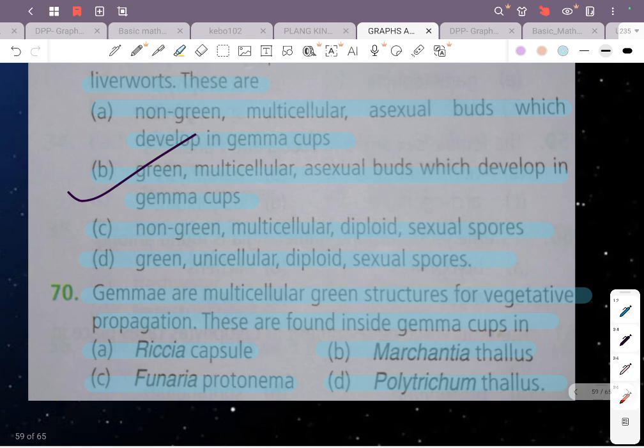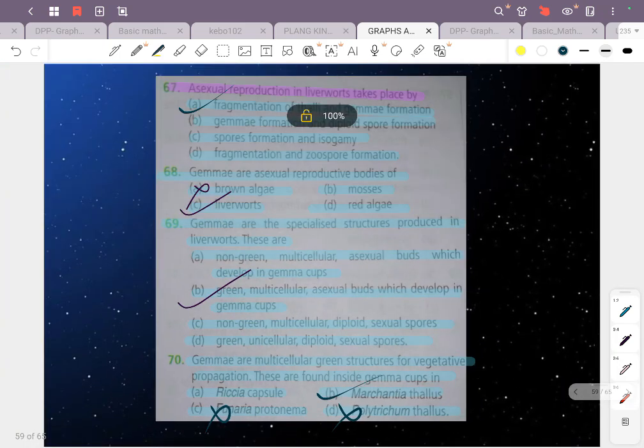Look, the first thing is that gemma cups are a characteristic feature of liverworts. Okay, and Funaria and Polytrichum are mosses, so clearly eliminate the Funaria protonema, and clearly eliminate the Polytrichum thallus too. In mosses we don't see gemmae at all. Okay, now we're left with Riccia and Marchantia. If I talk about Riccia, Riccia does not have gemma cups, right? Gemma cups are the characteristic features of liverworts like Marchantia. So the gemmae found inside these gemma cups are located in the thallus of Marchantia. That makes option number B the correct answer.